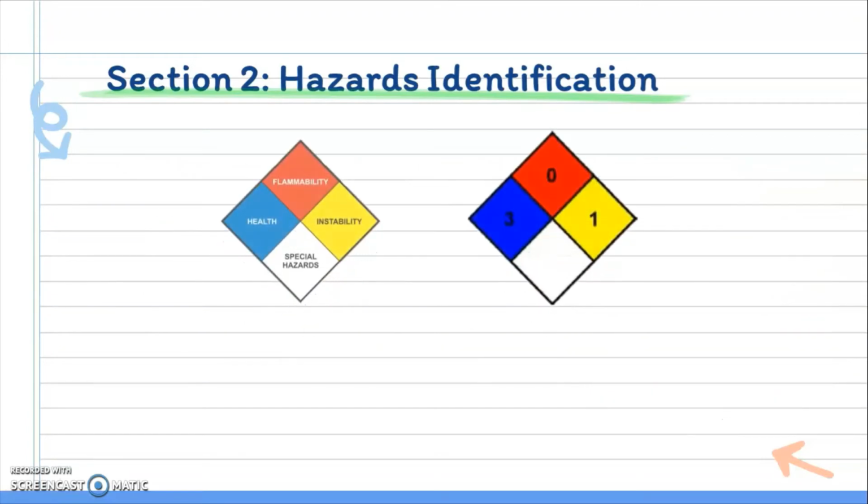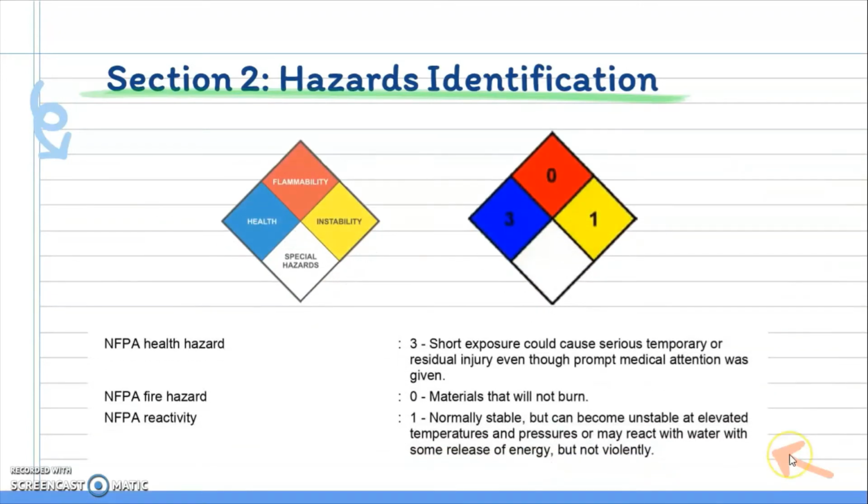Now let us look at the fire diamond of sodium hypochlorite. Makikita natin na it has the highest effect on health, followed by instability. Also, hindi rin siya flammable and wala siyang special hazards na ini-indicate.